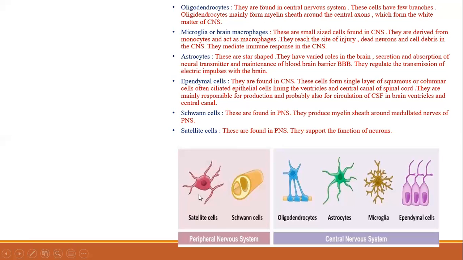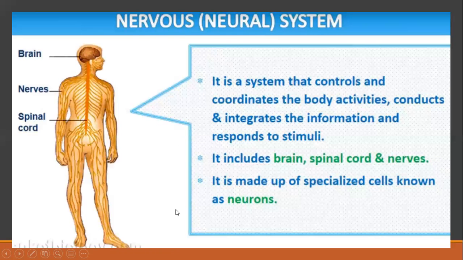Now this question is also important along with the diagrams. Now comes the definition for nervous system. So this is the definition which you have to learn by heart. It has to be word to word. It is a system that controls and coordinates the body activities, conducts and integrates the information and responds to stimuli. It includes brain, spinal cord and nerves.